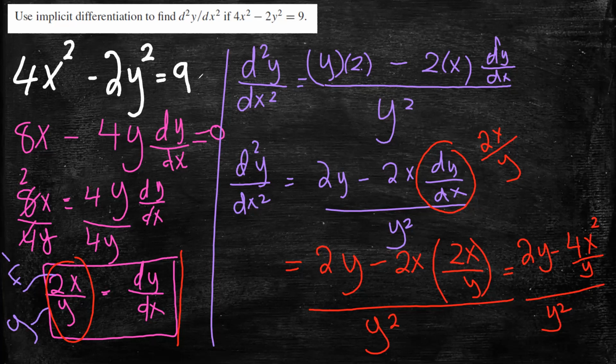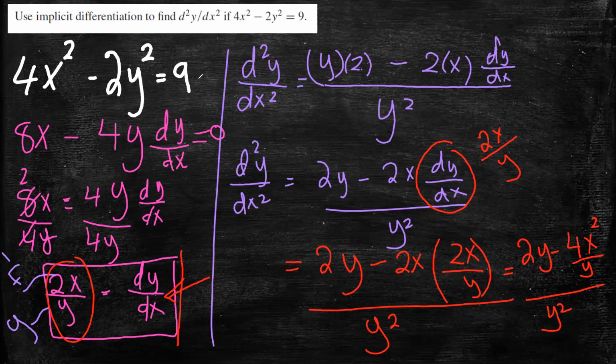That's it. I have to find the first derivative as we know before. Then we have to find the second derivative. To find the second derivative, we will find it as we know, but if we have dy over dx, you must substitute it with the previous step, which is 2x over y. Is it clear? Yes, teacher.